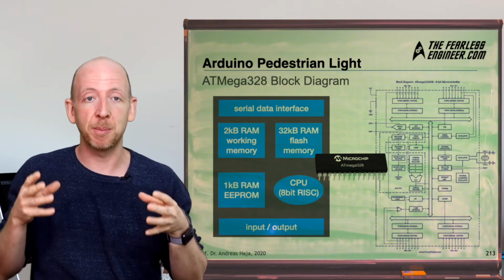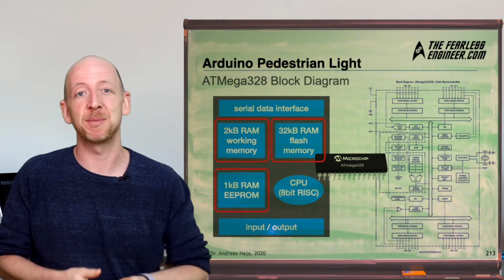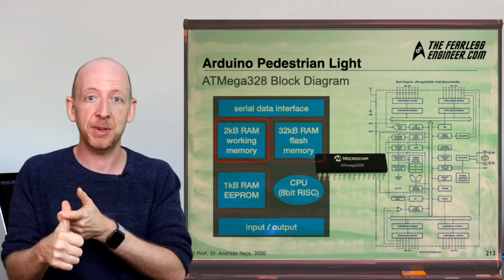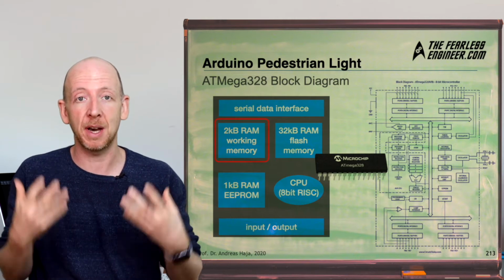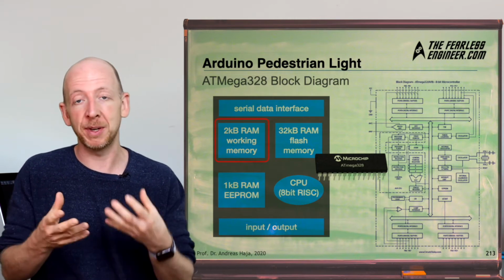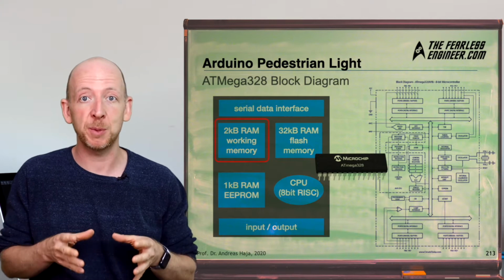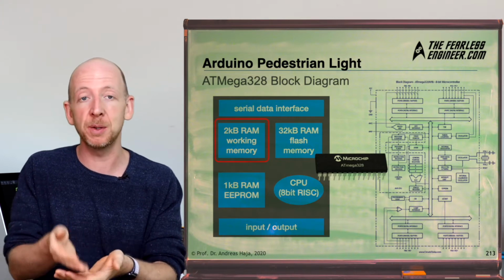Also, as you can see from the block diagram, there are 3 different sorts of memory in the Arduino. The first is the working memory, or SRAM, which is used for storing data during runtime, which means during normal operation. And this memory is volatile, which means that all data in it is erased when the Arduino loses power.